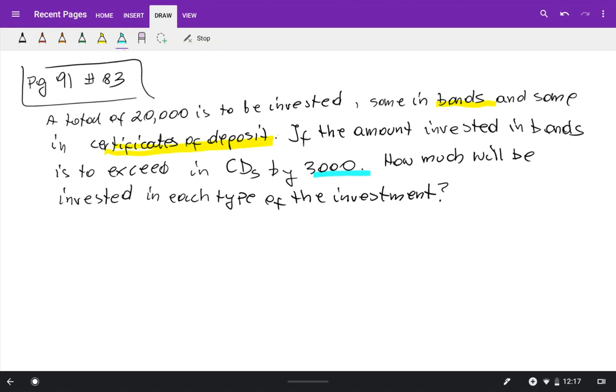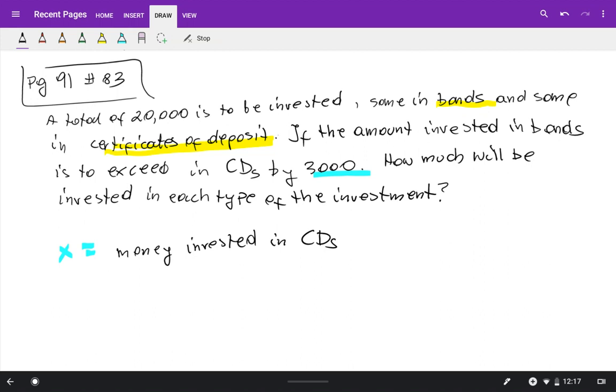The idea is, when you're solving word problems and you're comparing two amounts or two different variables, in this case we compare bonds to CDs. So the one which we are compared to, that's your variable. We know the money invested in bonds exceeds the other by 3,000. So your variable, I will call X, is money invested in CDs, because we're comparing bonds to CDs.